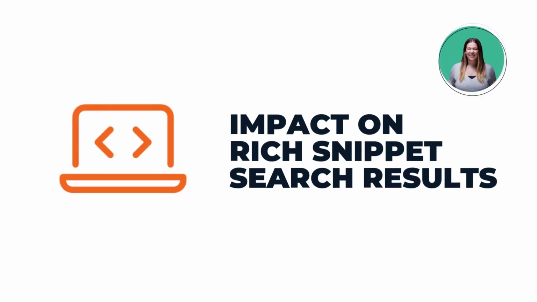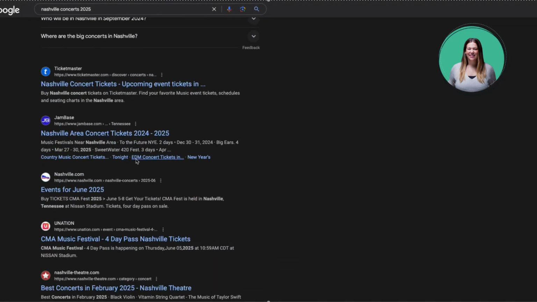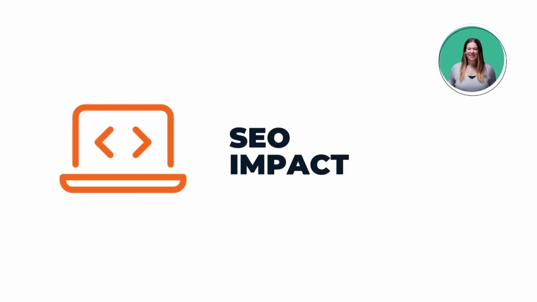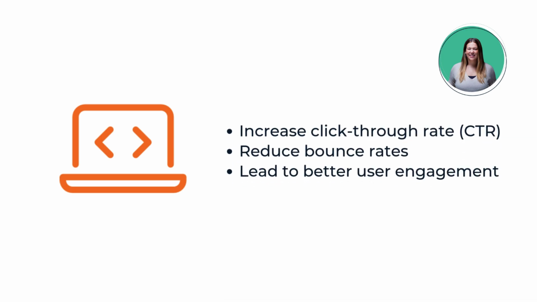Schema markups help rich snippets significantly improve the appearance and value of a search result by adding interactive and detailed features. While schema markup does not directly impact rankings, it influences user behavior and engagement metrics that can benefit SEO. Rich snippets have been shown to increase CTR, reduce bounce rates, and lead to better user engagement.